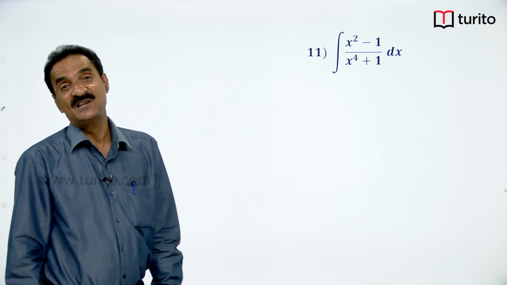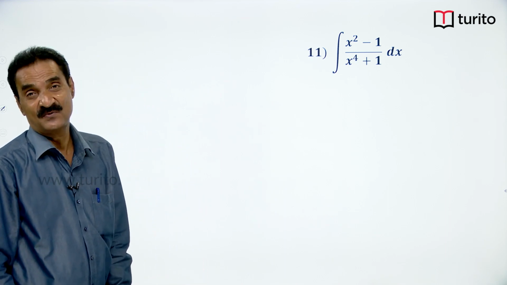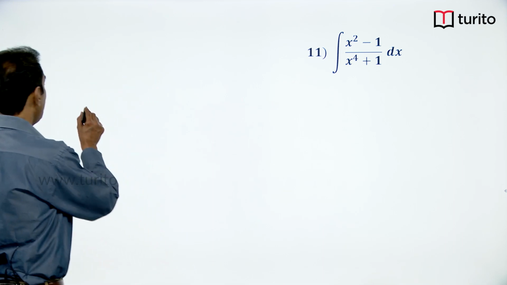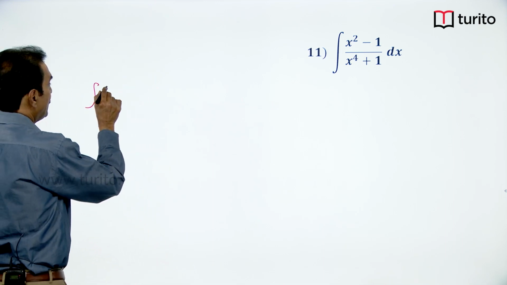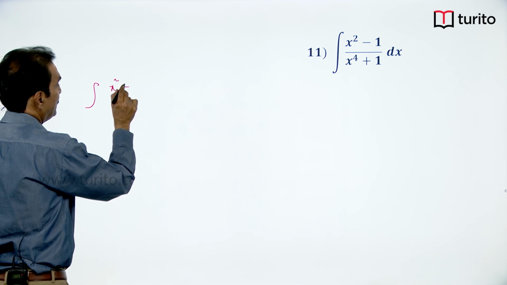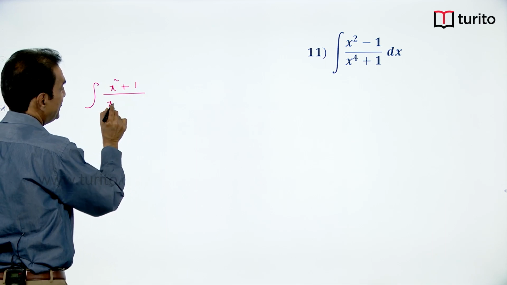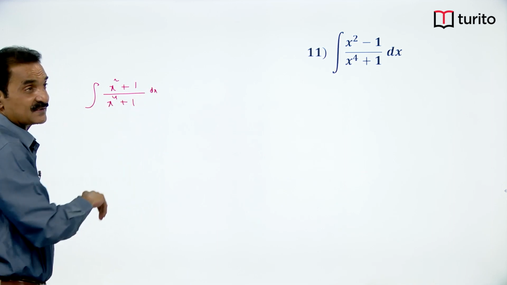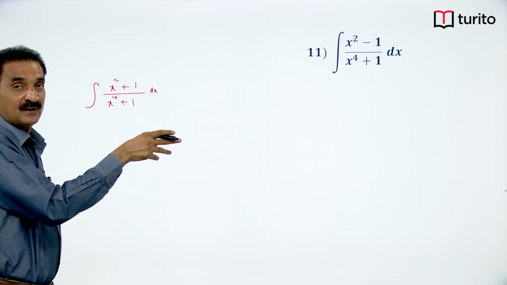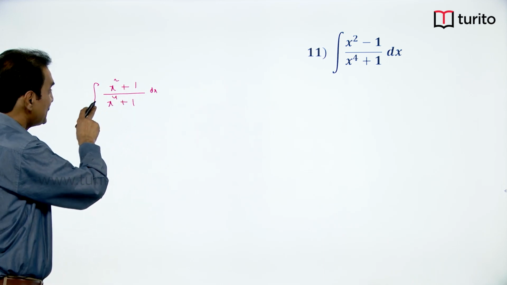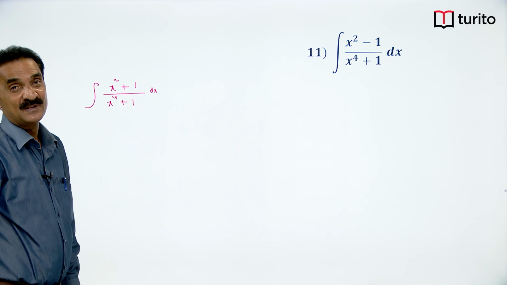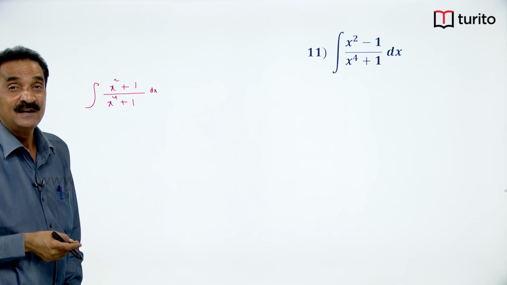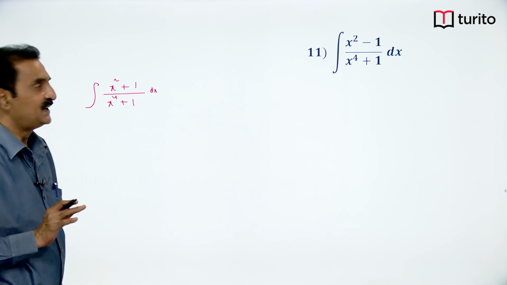Integral x square minus 1 by x power 4 plus 1. We have already solved a similar one in the previous classes: integral x square plus 1 by x power 4 plus 1. We have solved this question in the previous classes, and today also one of the previous questions is x square plus 1 by x power 4 plus x square plus 1. What is the technique? We have to divide numerator and denominator by x square. We will follow the same technique.